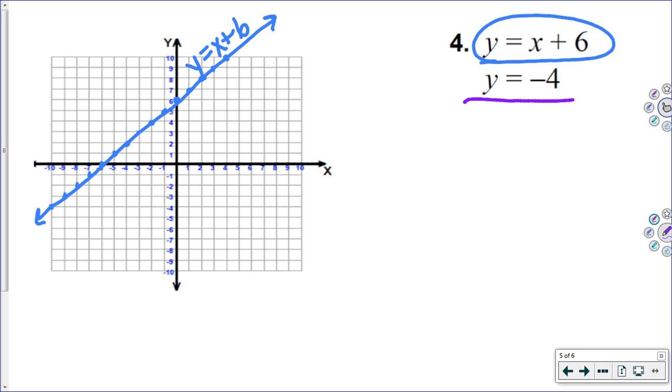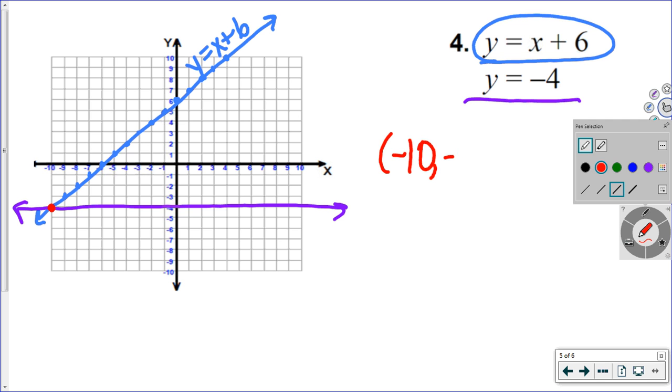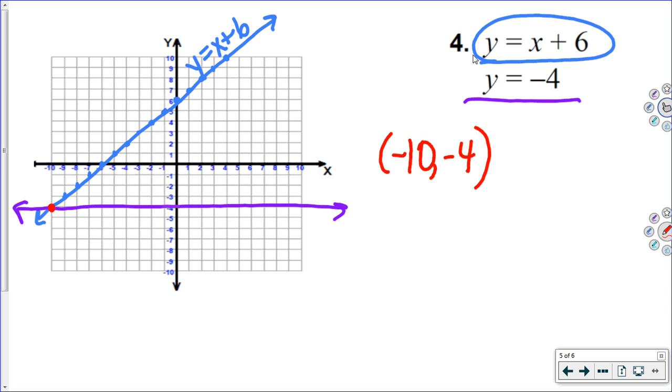And the next one is y equals negative 4. That is a flat line. I have found a point of intersection. They intersect right here. And that point is the solution. Negative 10, comma, negative 4.